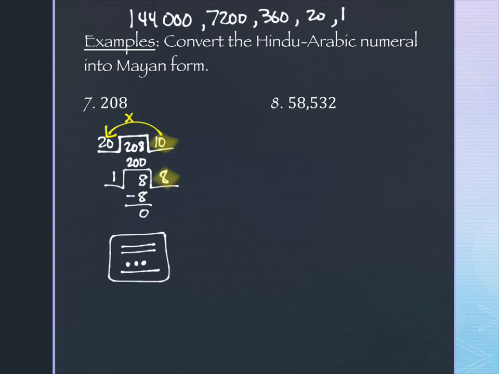58,532. What is the biggest value that divides 58,532? 7,200. All right, so we're going to divide by 7,200. And none of us are doing that in our head. 8. Does it go in 8 times? Did you just do that in your head? No. Okay, just checking. Whew. All right, 8. Goes in 8 times. Remember, we're multiplying. What is 8 times 7,200? 57,600.